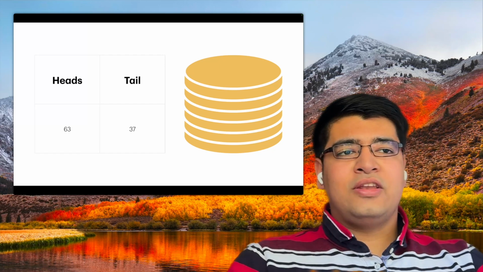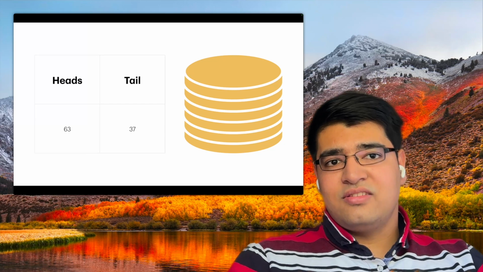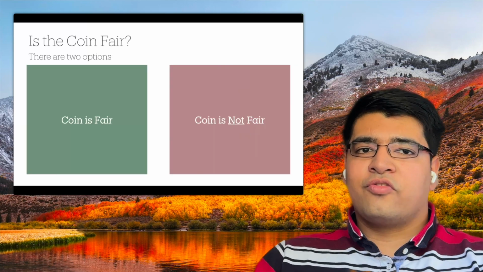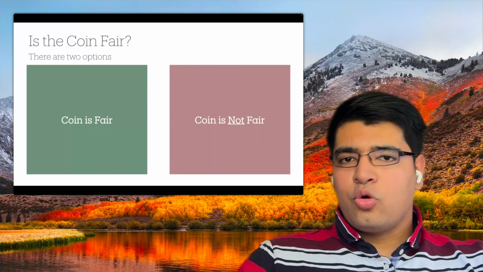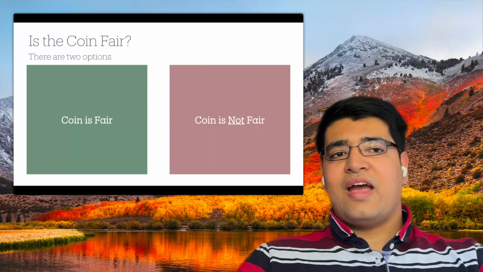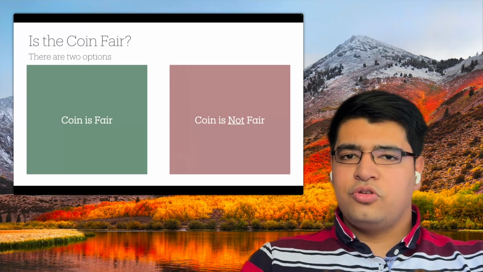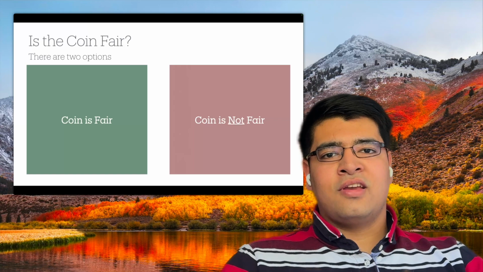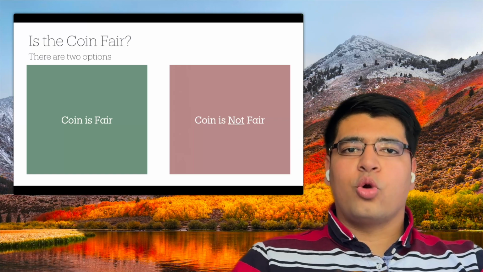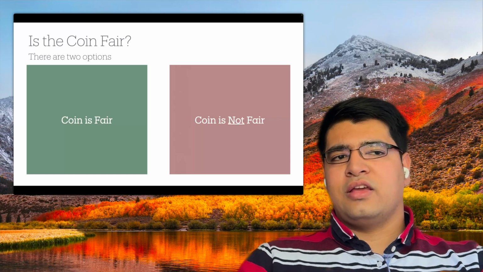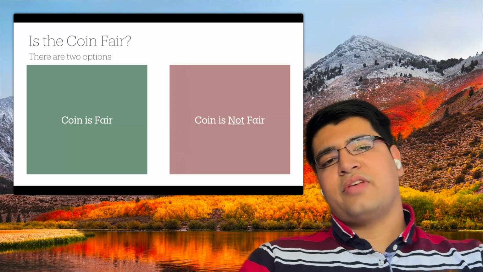But at this point in time, there are two distinct conclusions that we can draw from this experiment. First, the coin could be a fair coin, and just due to chance, it so happened to land on heads 63 times. But two, the coin is biased and is favored to land on heads more often. But how can we know which of these two conclusions is more likely? For that, we have to use hypothesis testing.